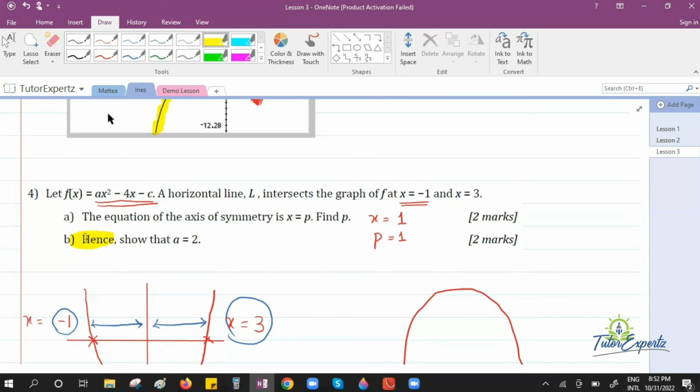So we know the line of symmetry is 1. So we do 1 times 2. No. I'm not too sure, to be honest. Okay, let's discuss this as well.